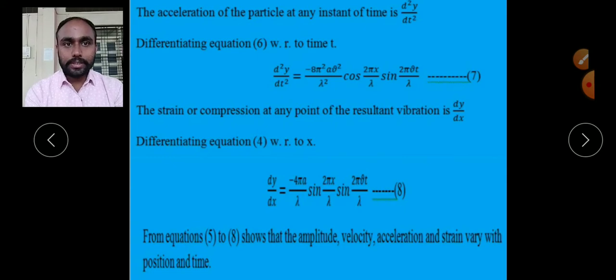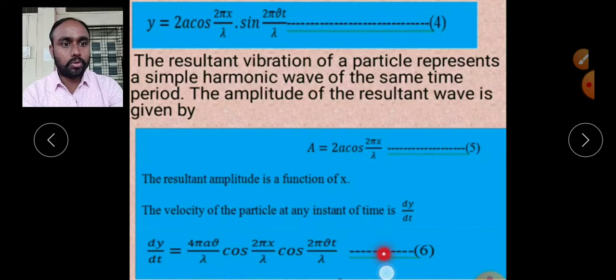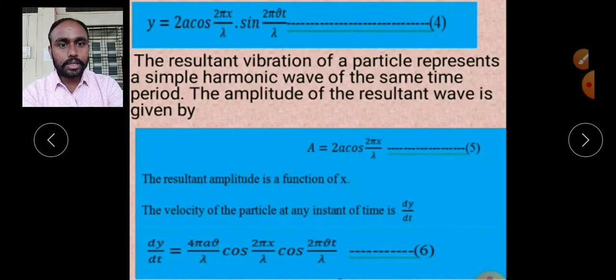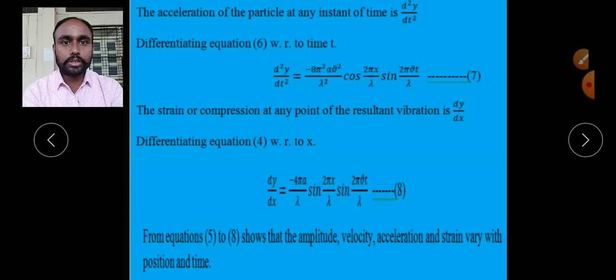Now to find the acceleration of the particle at any instant, obviously the rate of change of velocity once again, that means we have to differentiate equation number 6 one more time. Equation 6 is the velocity. If we differentiate equation 6 one more time, that will give you the acceleration. The left hand side is dy by dt, and one more derivative means d2y by dt square, that is the acceleration of the particle at that time instant.